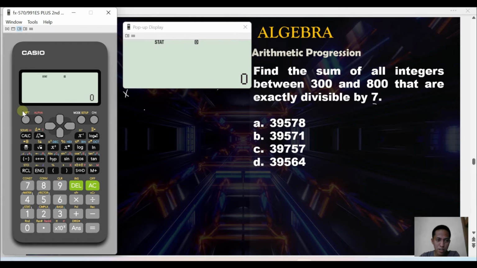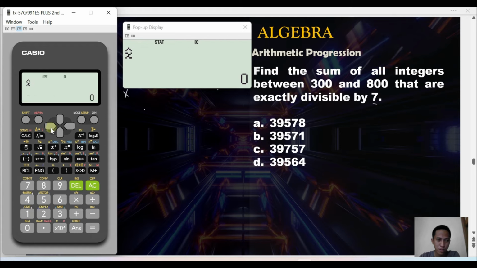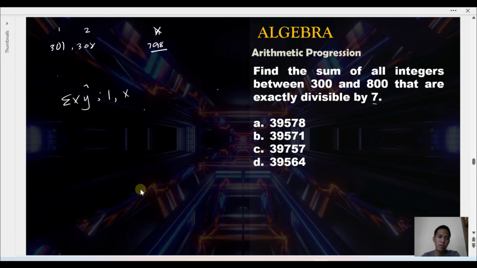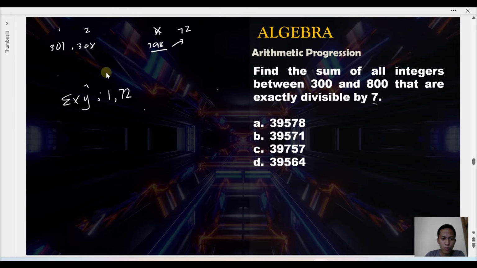So, AC, shift, stat, 5, and number 4. So, pang ilang term si 798 equals lang. So, 72nd term. So, pang 72 pala, ito si 798, 72nd term. So, therefore, ito yung maging calculator technique natin. So, 2 up to 72.